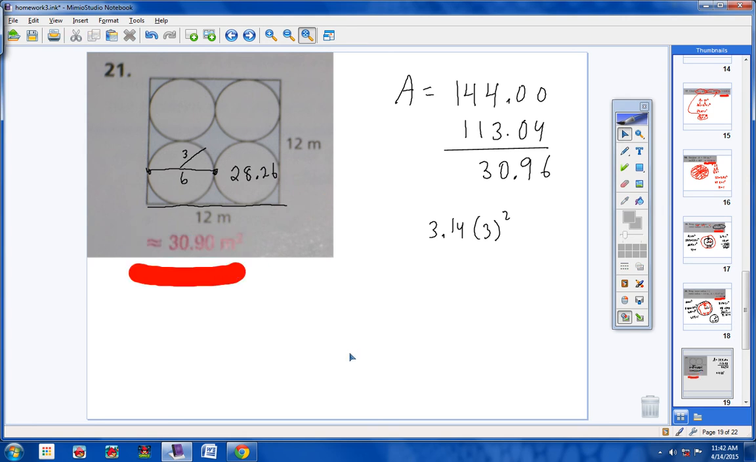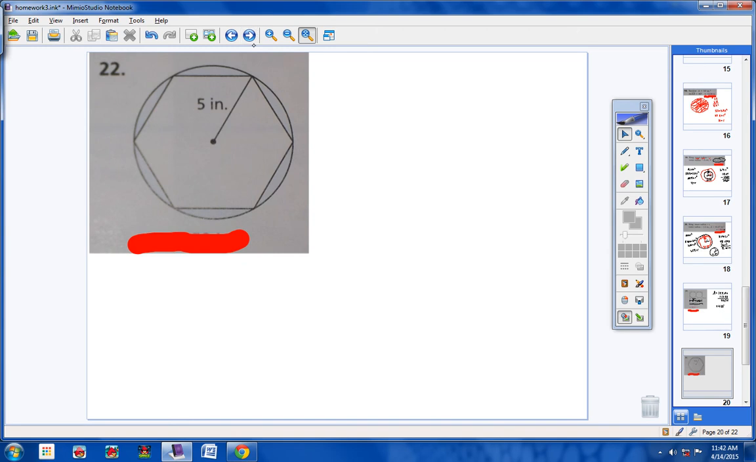30.96. Okay, there you go. Square meters. Square meters. All right, number 22. That's a little more difficult, but again, guys, look. If you just find the area of one segment right here, there's 6 of them.